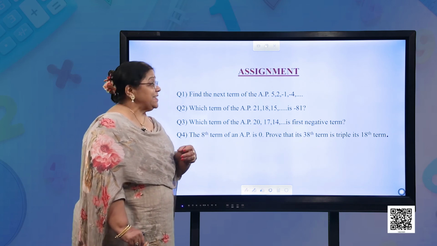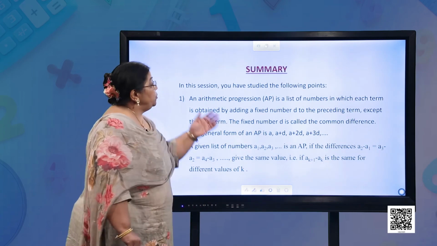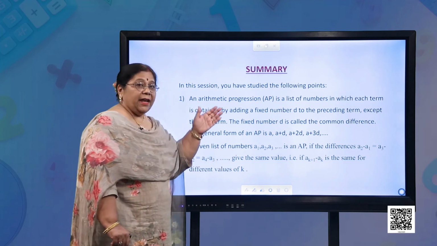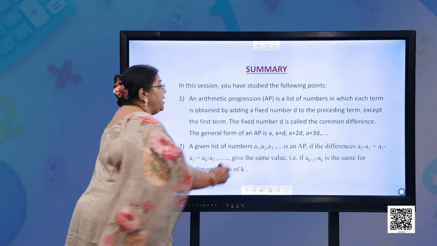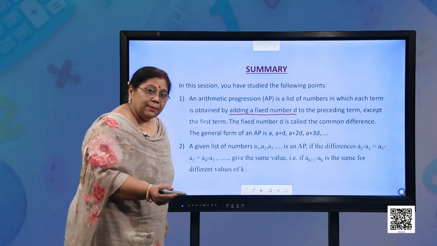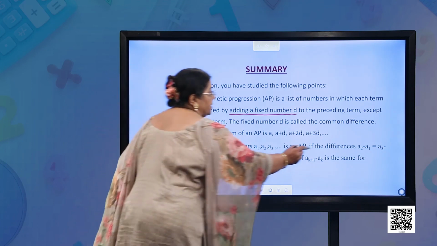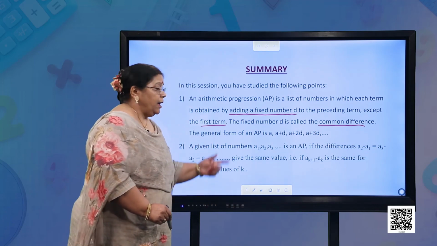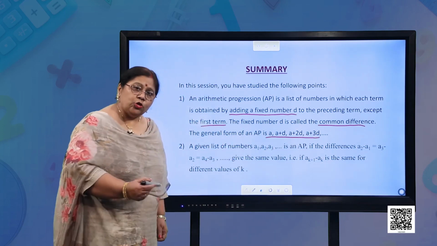Okay. Now, let us see what we studied today. Let us summarize. In this session, you have studied the following points. First one, an arithmetic progression AP is a list of numbers in which each term is obtained by adding a fixed number D to the preceding term, except for the first term. The fixed number D is known as the common difference, and the general form of the AP will be A, A plus D, A plus 2D, A plus 3D, and so on.